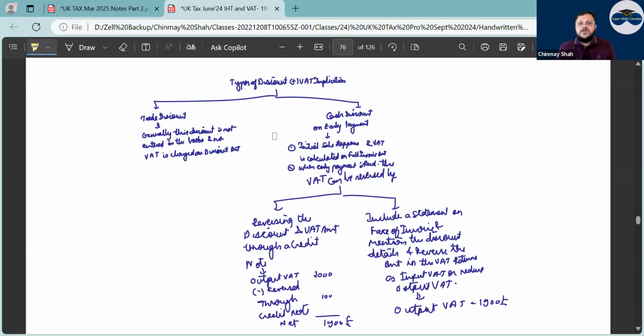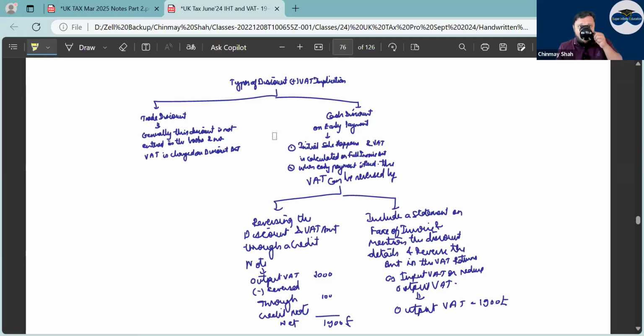So, type of discount, whenever you give a trade discount, correct? Now what happens generally, let's say I do a sale, correct? I give a discount at the time of making the invoice. No tension, because VAT will be charged at the lower amount. But what if the discount is given later on? Let's say I pass a bill of $100, correct?